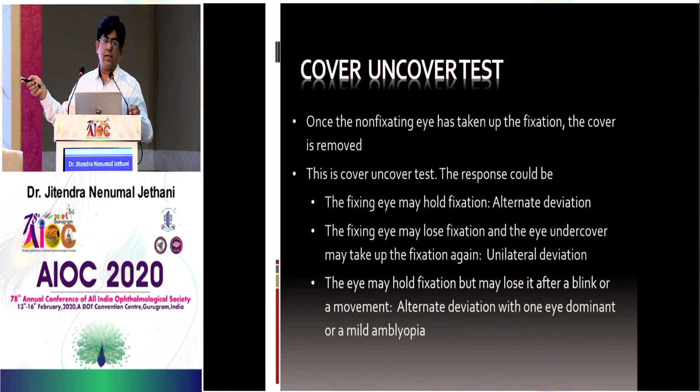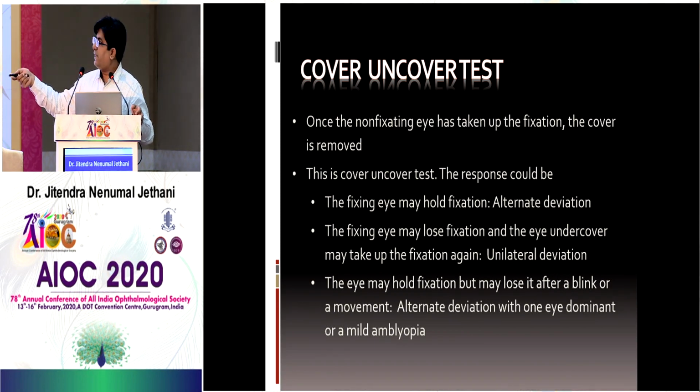The next step is the cover uncover test. As I said, you cannot hold it for a lifetime. You have to leave the cover. So you removed the cover. What would be the response? There could be only two. One, the fixing eye may hold the fixation, which means the eye which was not fixing took up the fixation and is holding the fixation. That is alternate tropia. Second thing is that it goes back to where it was, and that is unilateral deviation.